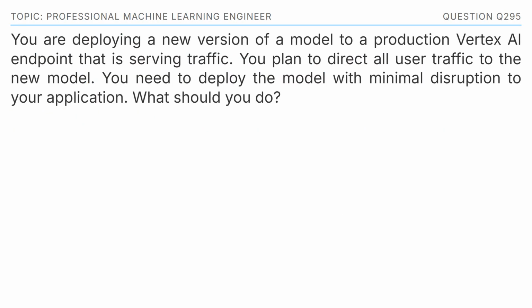You are deploying a new version of a model to a production Vertex AI endpoint that is serving traffic. You plan to direct all user traffic to the new model. You need to deploy the model with minimal disruption to your application. What should you do?